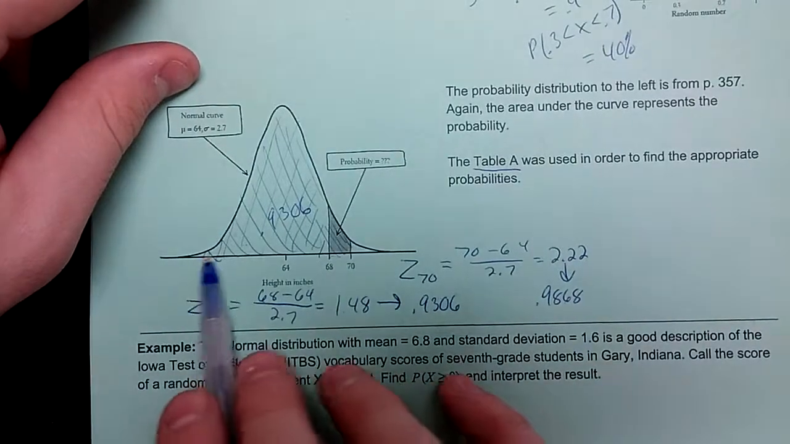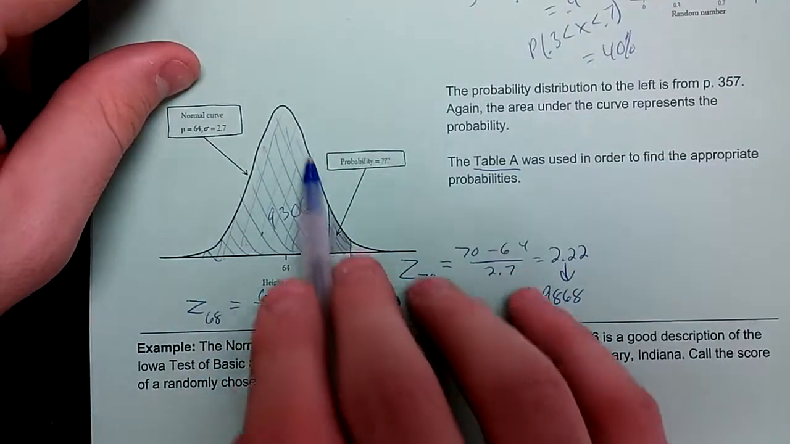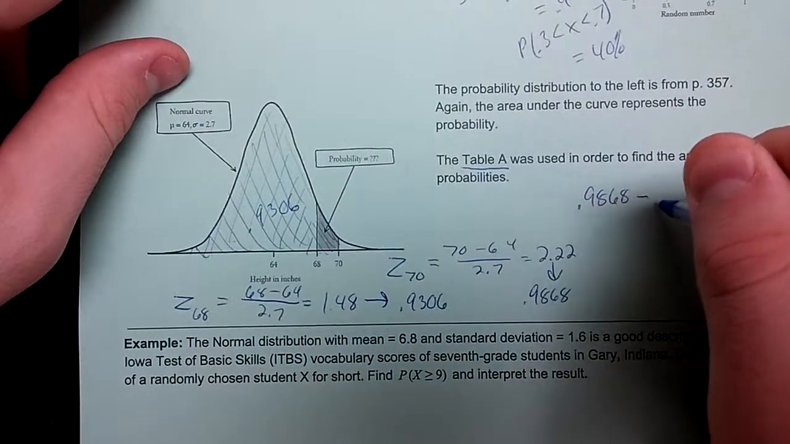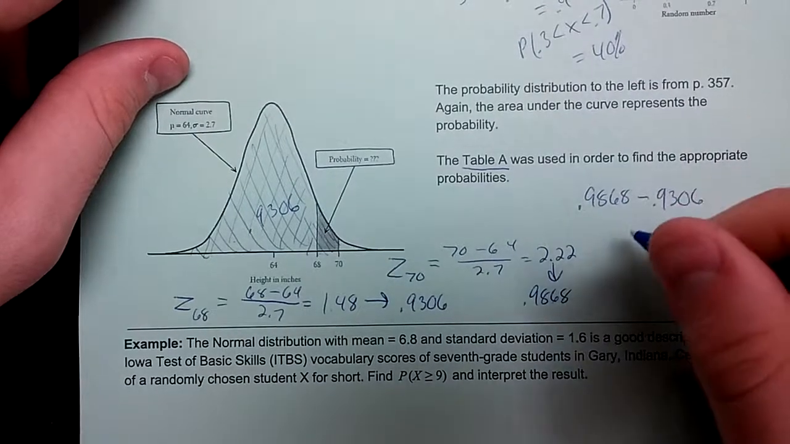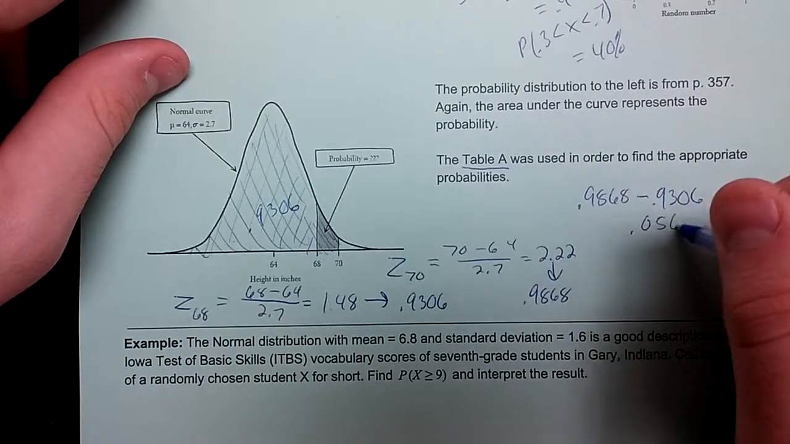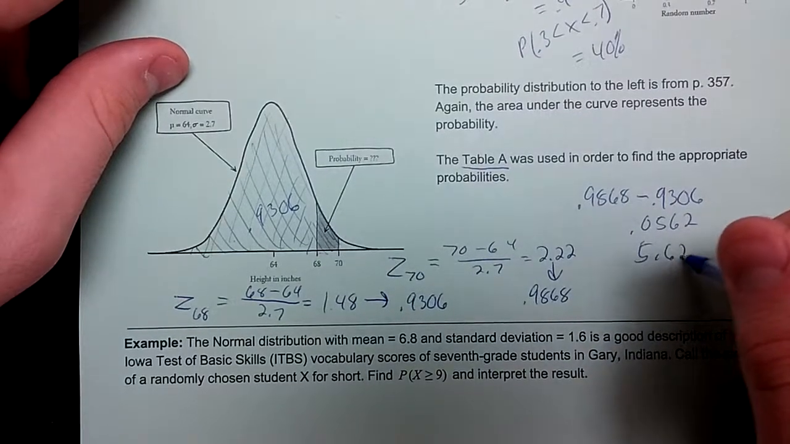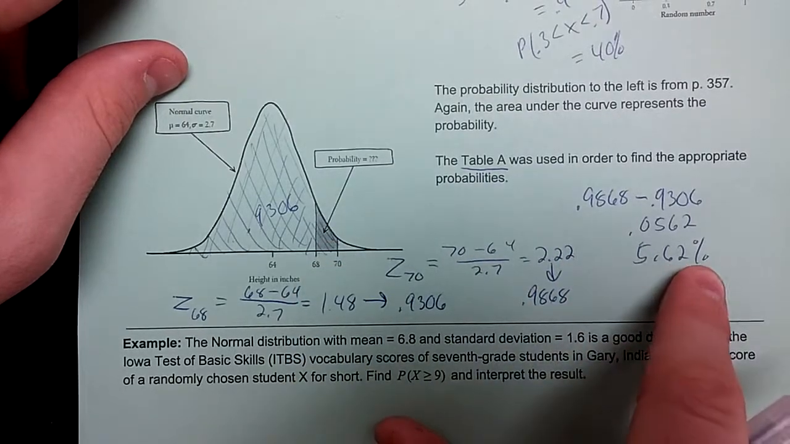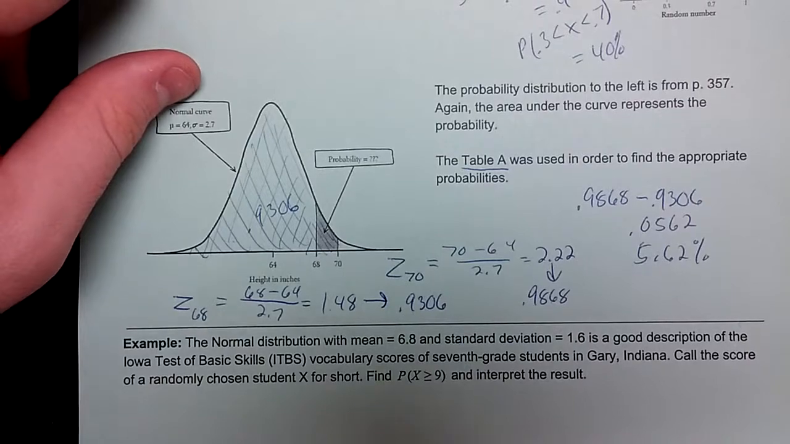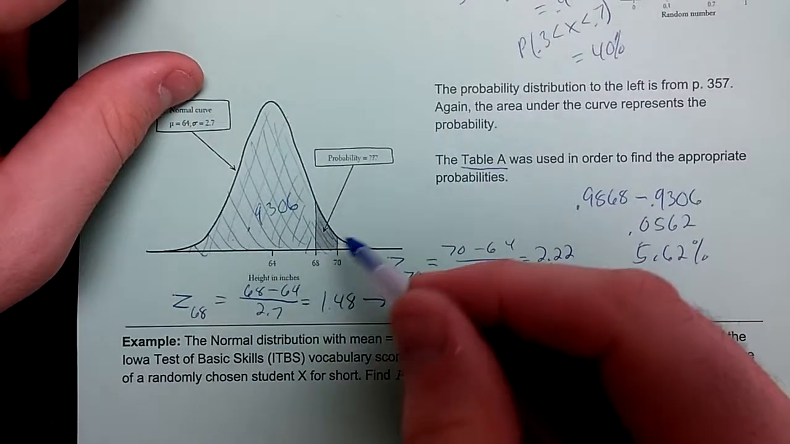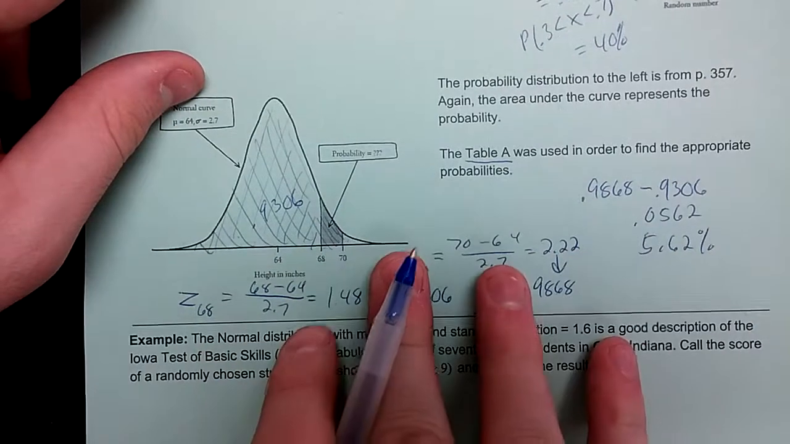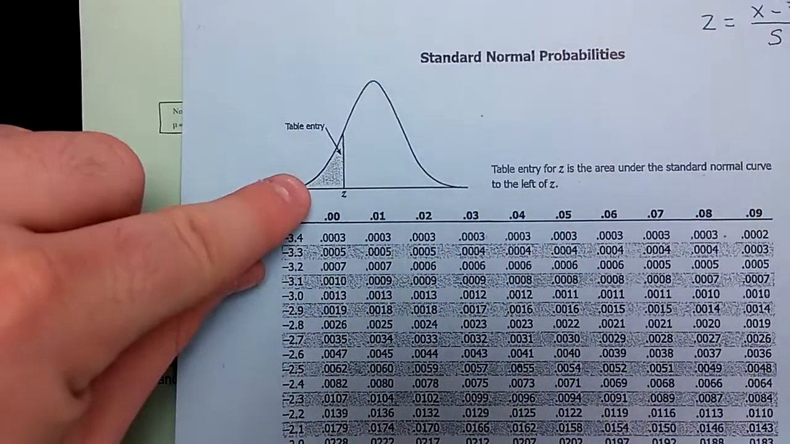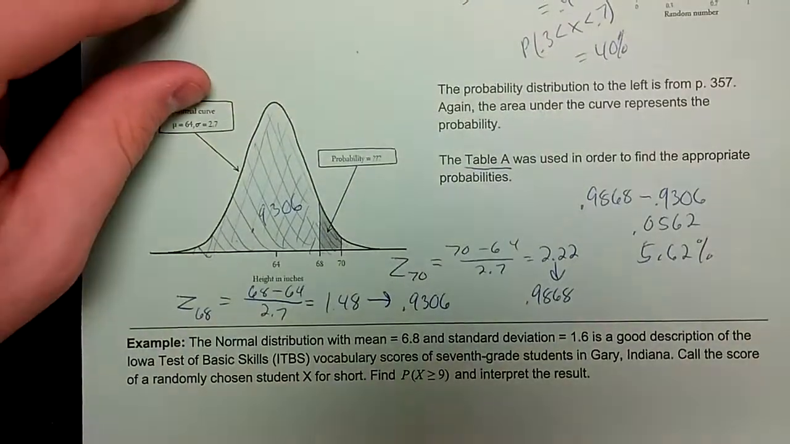So what you're going to do is take the big area minus the small area, and you get what's left over, the shaded area. So 0.9868 minus 0.9306, and what you get is 0.0562, or 5.62%. So the probability of this interval happening is 5.62% in terms of the chances. If I were to ask for greater than 70, that would still be another range. You would just do 1 minus the given number in table A, because remember, if you look at table A, the diagrams, the proportion is always to the left of the z-score.